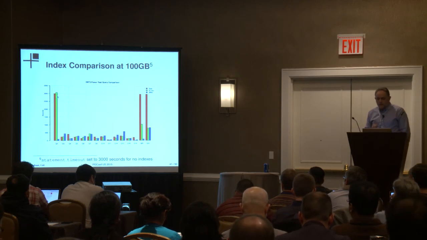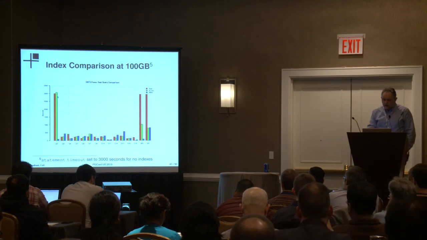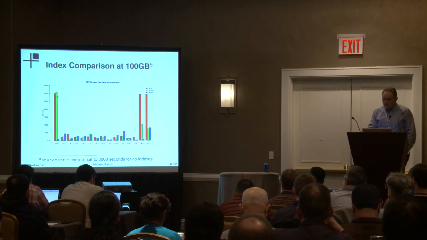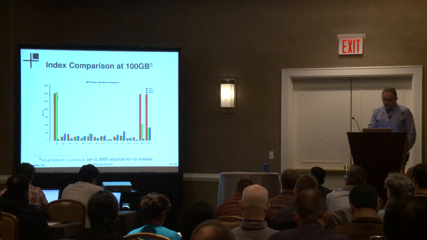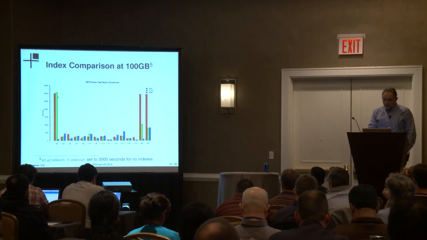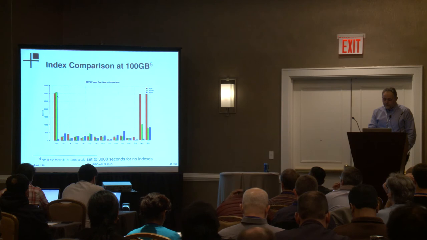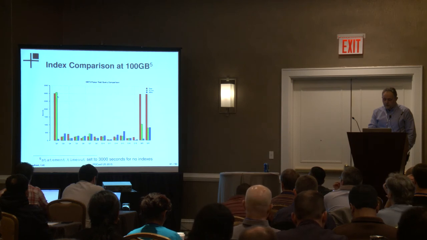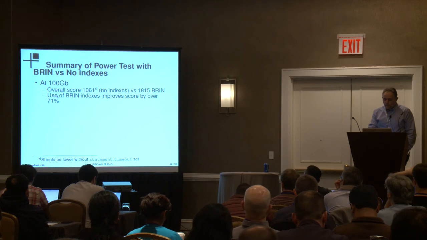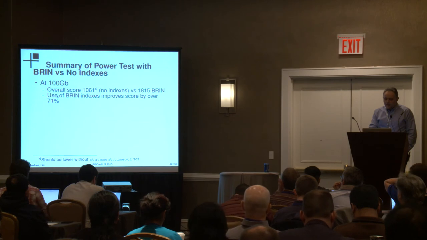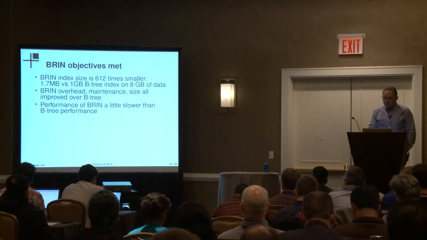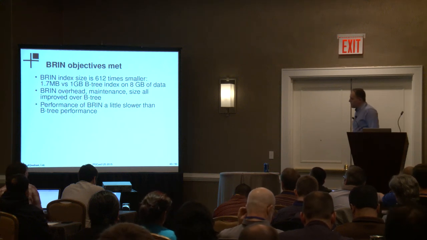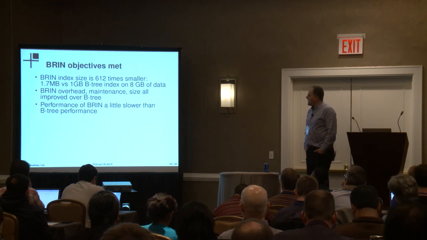Here's another index comparison. Here we're comparing having no indexes at all in red, B-tree in green, and BRIN index in blue. So you can see that there are cases where B-trees simply don't help, but the BRIN indexes work quite nicely. On the power test, having BRIN indexes against no indexes is obviously fairly good. I'm not sure that anybody was suggesting having no indexes was a viable option, but we measured it anyway.